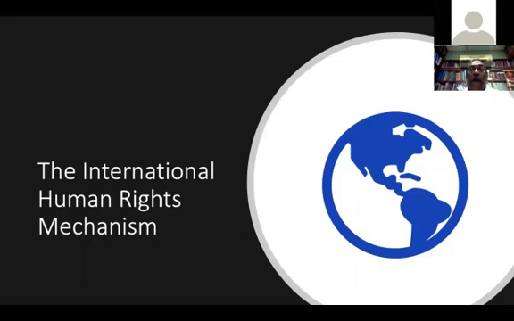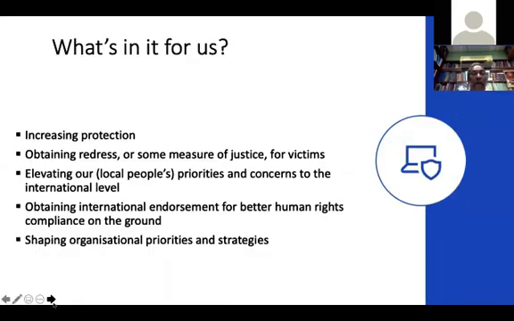Now, today we start module 3 into the international human rights system. So from local to the national human rights institutions and now to the international. First question is, what is in this for us? What does this international system have for us? The international system increases protection in obtaining redress or some measures of justice for victims.